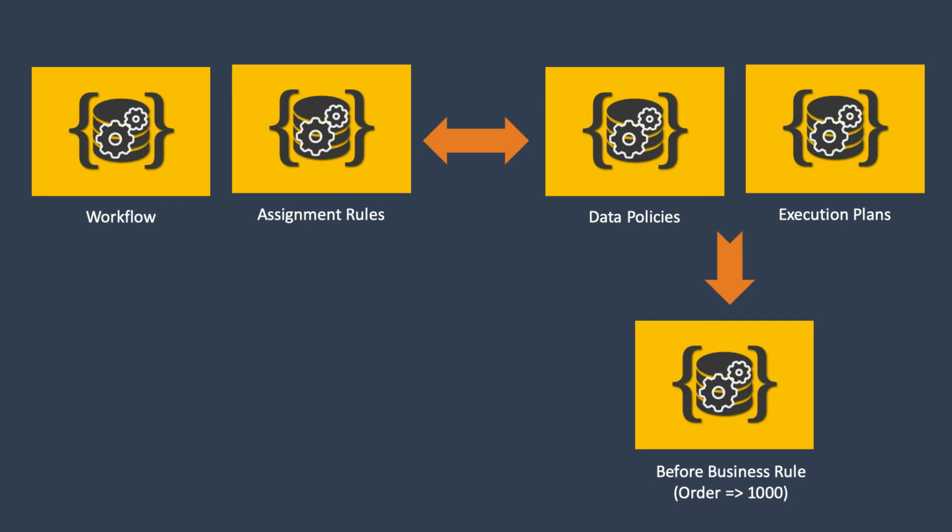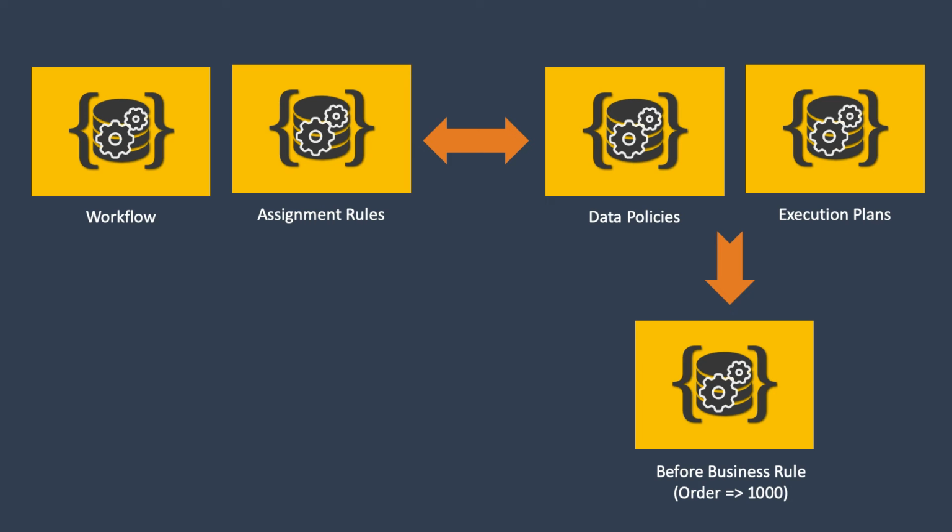Now, after running workflow, assignment rules, data policies, and execution plans, the system will run the before business rules that have order greater than or equal to 1,000. But up to here, the database has not been updated or inserted yet. The reason is that we are still running the before business rules, so whatever action I have to take, I'm still validating and calculating it in the system right now.